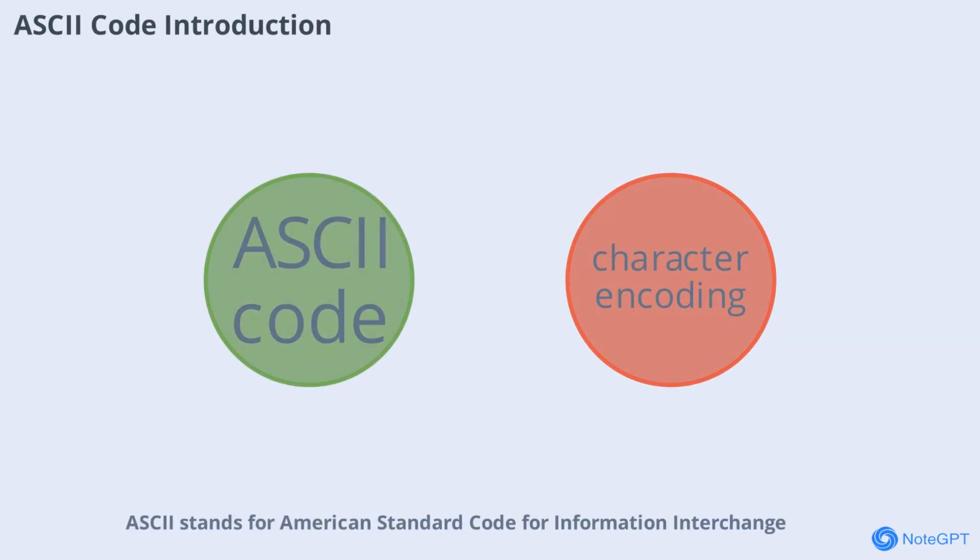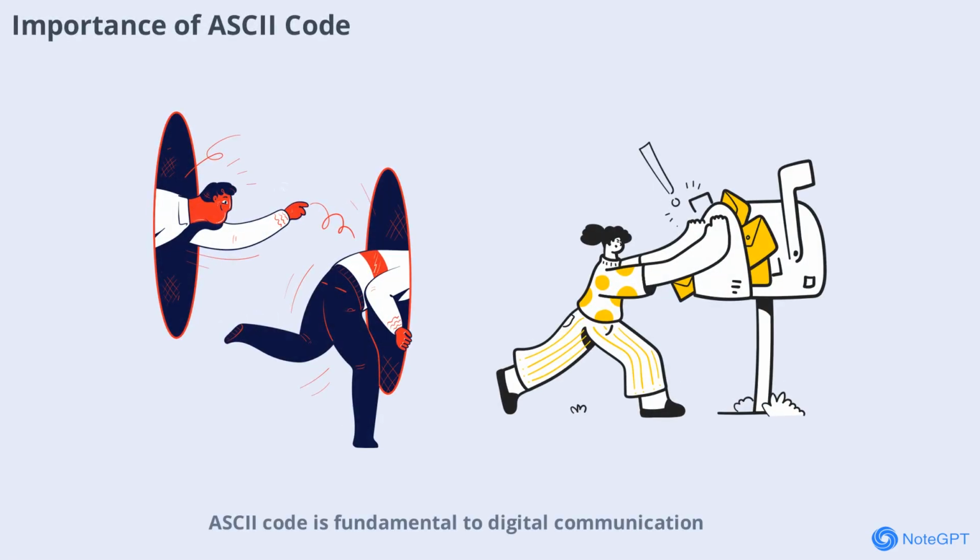ASCII stands for American Standard Code for Information Interchange. It's a character encoding standard that represents text in computers. Each character, including letters, numbers, and symbols, is assigned a unique binary code, allowing computers to store and communicate text efficiently. ASCII code is fundamental to digital communication.